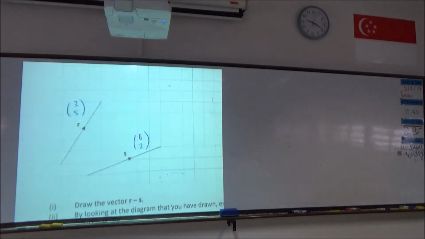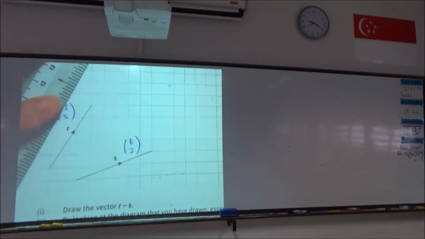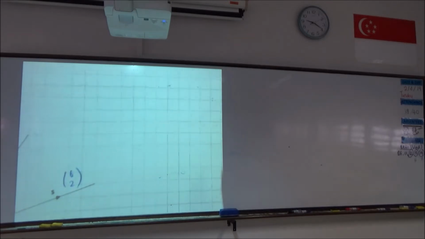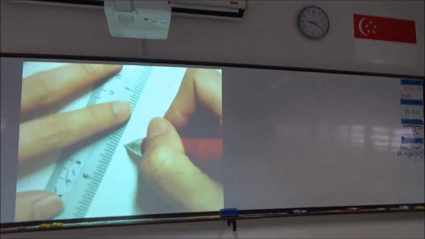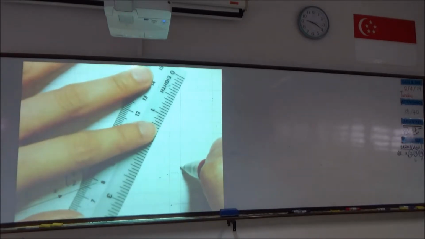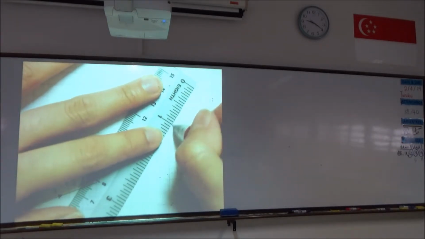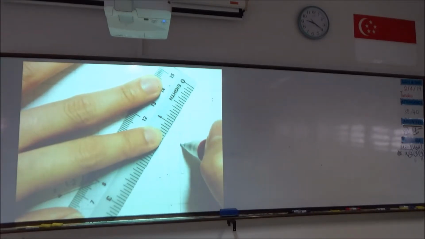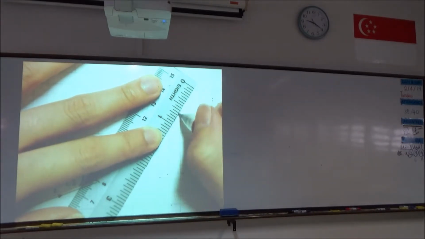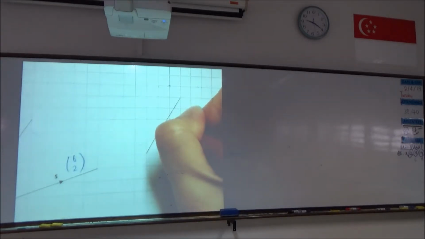Now what if I want to draw the vector R minus S? Minus will mean that it is the opposite direction. So let's first start with drawing the vector R. So 3, 5, 1, 2, 3. Okay, so this is the vector R that I have.